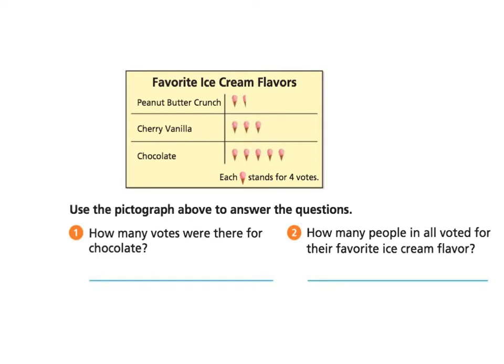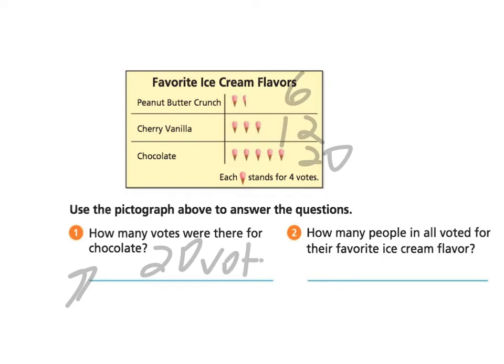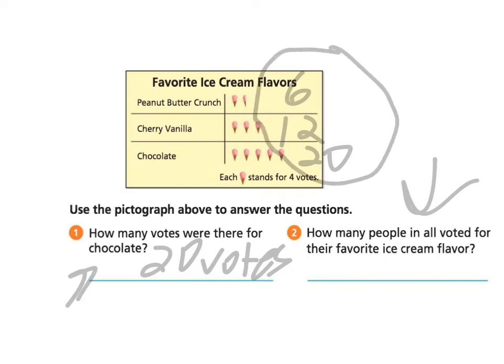So the questions on this one, now I'm going to go back to my other pictograph that I figured out, just because it's easier for me to go in and actually do these problems. So how many votes were there for chocolate? Well, 20 votes. So this is a little bit different. How many people in all voted for their favorite ice cream? So in all would be all of those votes. So I'm going to let you guys figure that one out. 303, pictographs, pictures, doable.